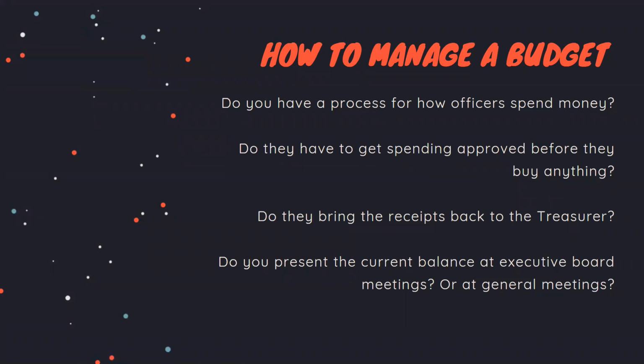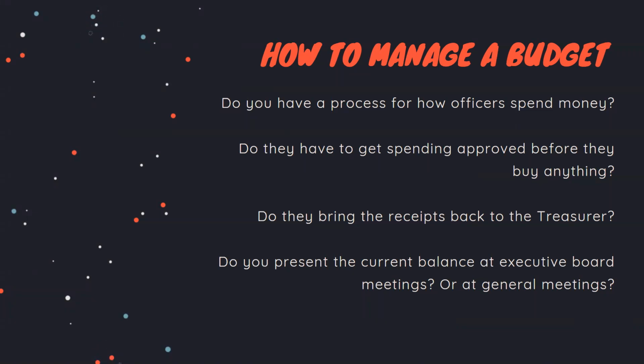And so it's just making sure that you have a process, whatever that process is, and that it's laid out so your officers know what the expectation is and how to spend that money, and keeping track of that spending. Do your officers have to get any of their spending approved before they buy anything, or do you allow your officers to spend as long as they're keeping track and staying within their budgeted amount? I think it just depends on what works best for your organization.